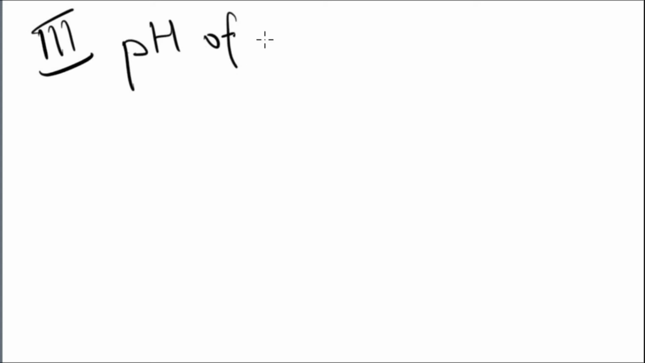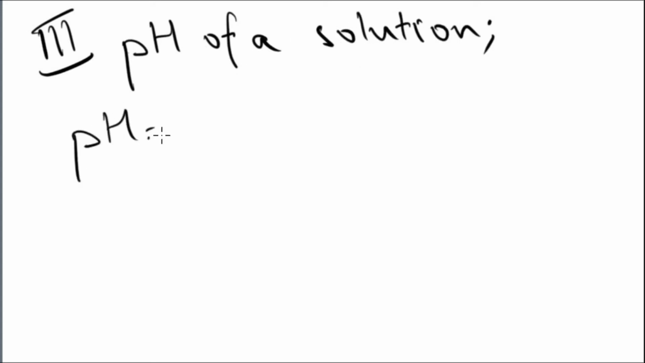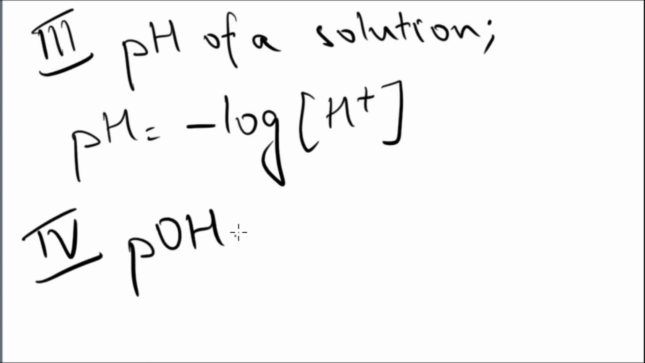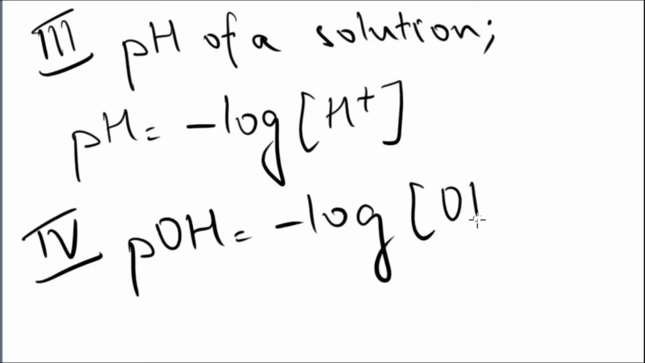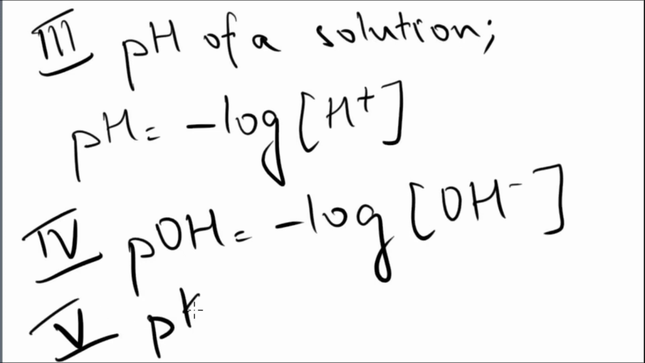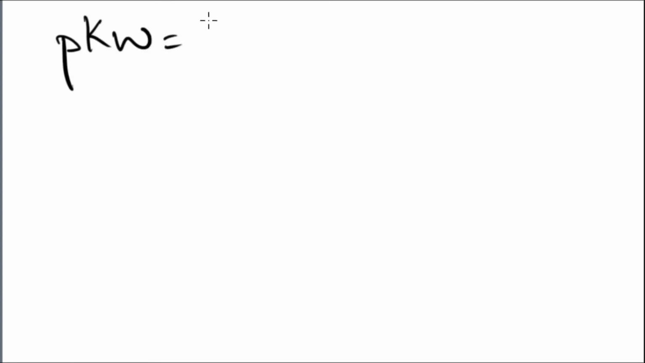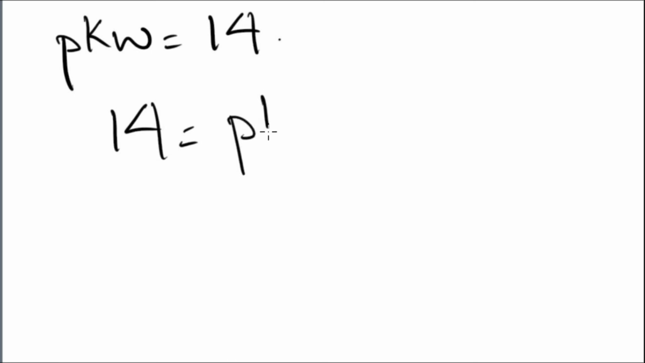Now we'll move on to pH. So how to find pH? pH is equal to minus logarithm of the concentration of hydrogen in the solution. pOH is minus logarithm of the concentration of hydroxide ion in the solution. What is pKw? It is the minus logarithm of Kw. So pKw is equal to pH plus pOH. Now pKw under standard conditions is 14, and under standard conditions pH and pOH will be equal, so it will be 7 plus 7.